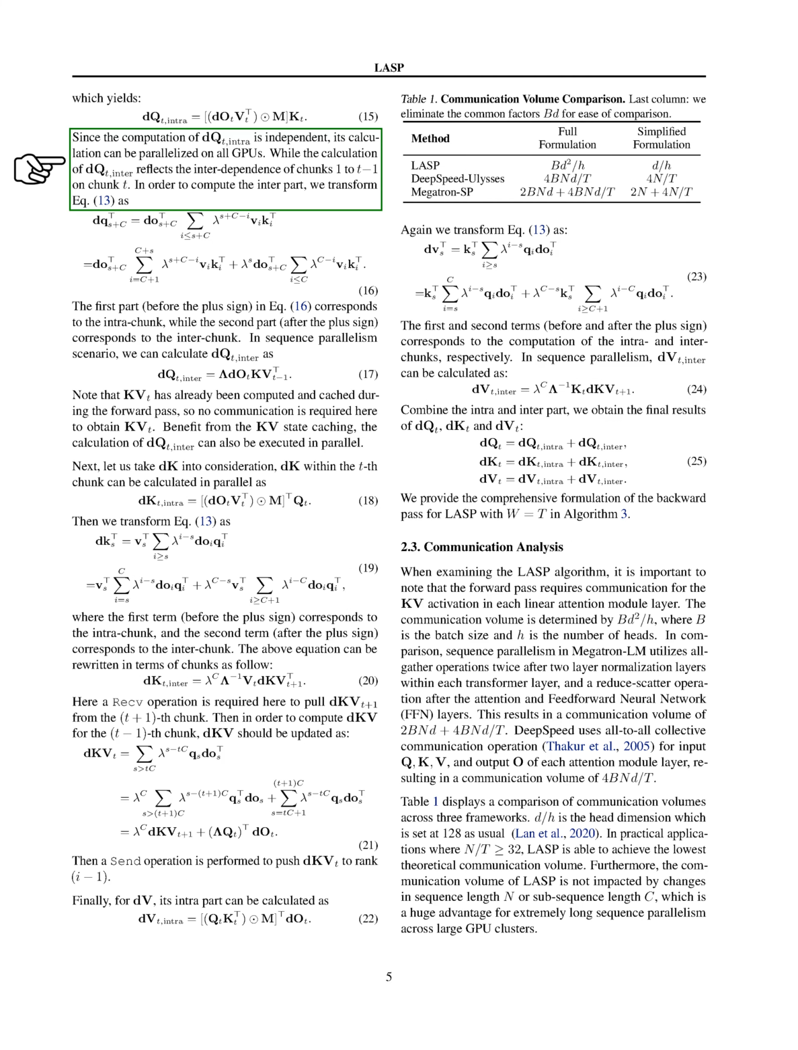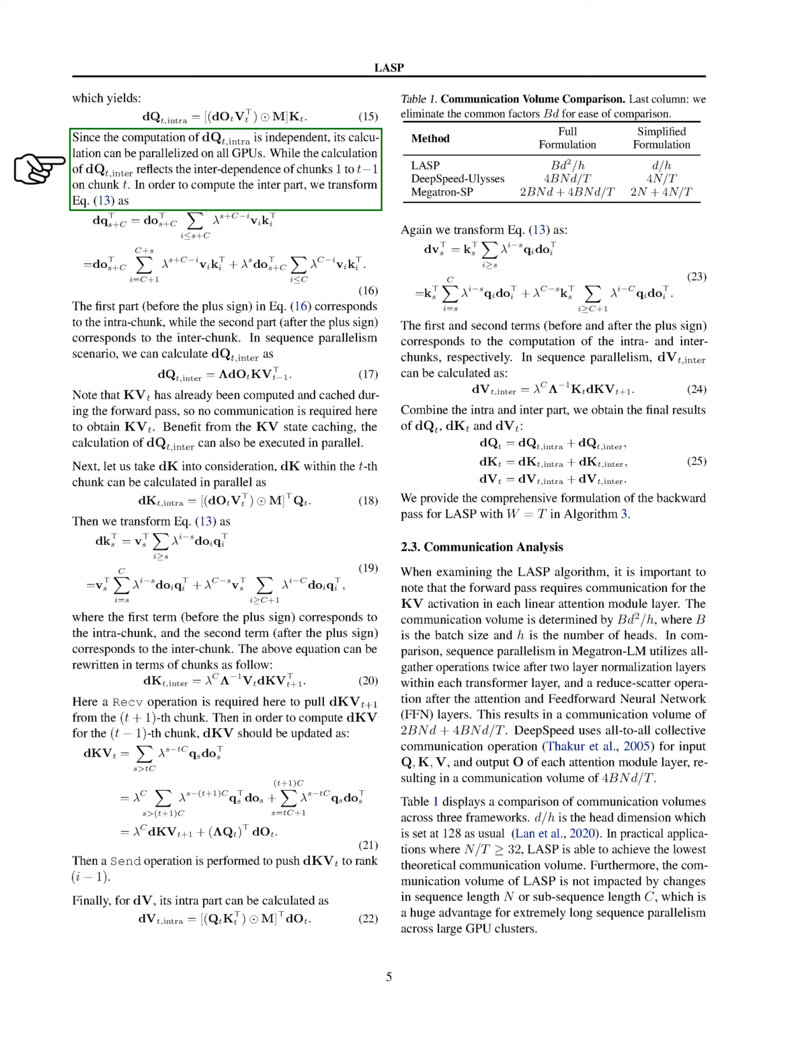We begin by calculating dq for the T-th data chunk. The computation of dq_t intra can be done independently and in parallel on all GPUs. On the other hand, dq_t inter involves the interdependence of chunks 1 to T-1 on chunk T.